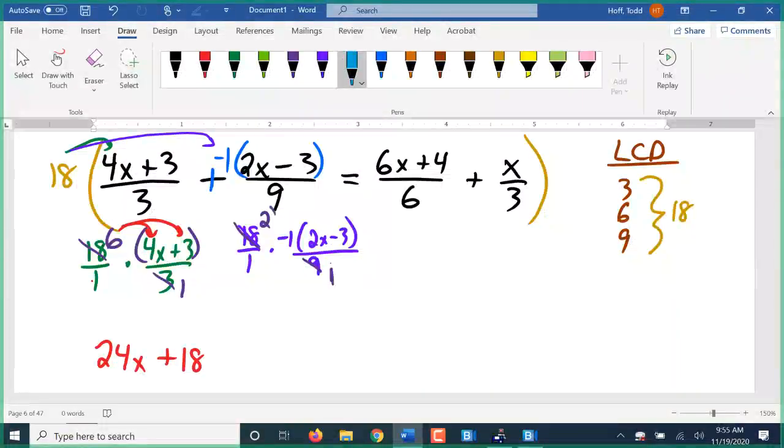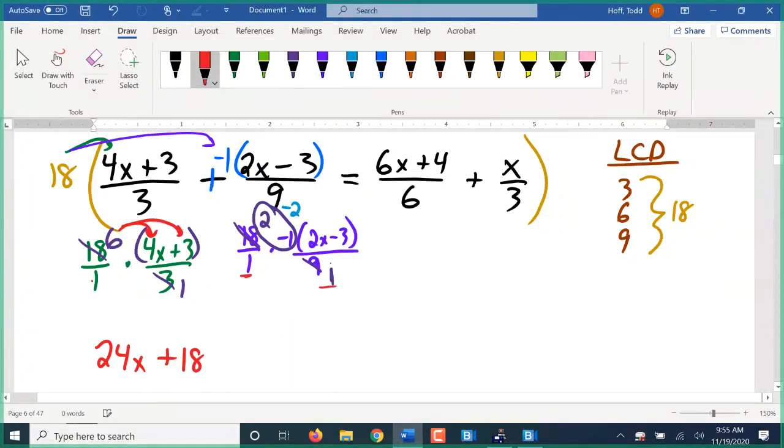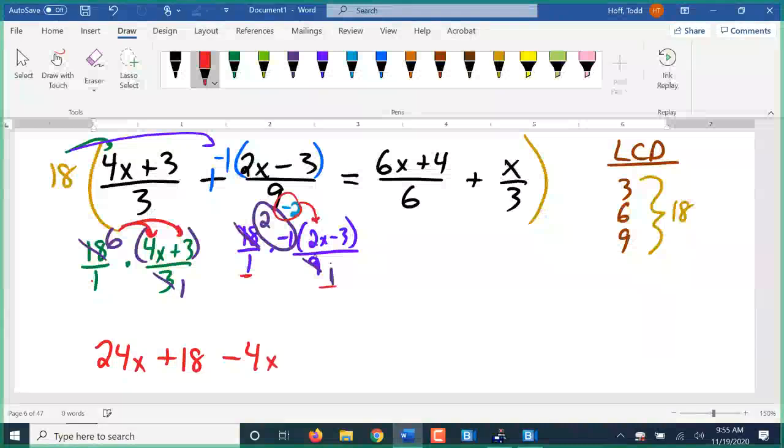Now I'm going to do the 2 times the negative 1 here is negative 2. And I'll distribute now the negative 2. On bottom, I see I have all 1s. So the denominator, again, is taken care of. It's a 1. Negative 2 times 2x is a negative 4x. Negative 2 times negative 3 is a positive 6. That brings us to the equal sign.